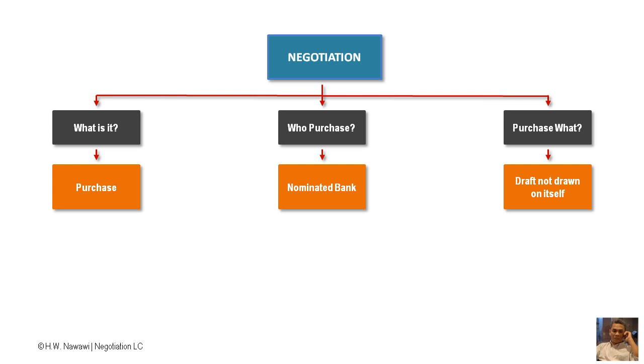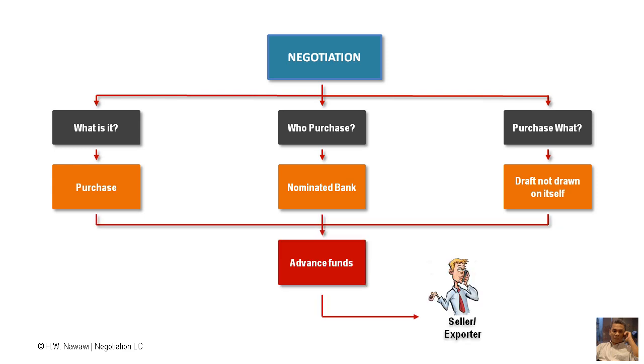And the purchase is deemed completed, or fulfilled, when the nominated bank has given an advance to the seller. That means when the nominated bank purchases a draft together with the documents from the seller, it must give funds in advance to the seller. So we can say that negotiation is when the nominated bank purchases a draft which is not drawn on itself and has given funds in advance, or has committed to advance funds, to the seller. This is what negotiation is in the context of a negotiation letter of credit, basically.